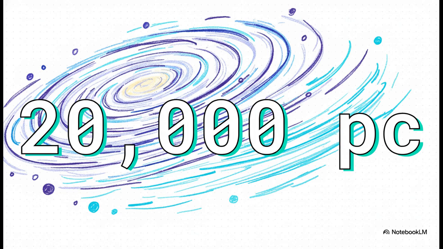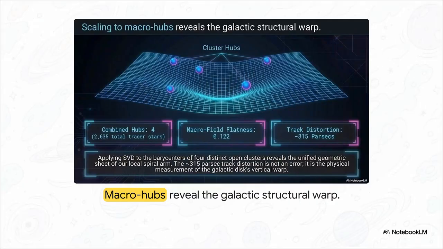And what the real data proves at this breathtaking scale is that the galaxy doesn't just behave like some random chaotic cloud of disconnected stars. It behaves exactly like a unified, continuous, fluid ocean. Now, what's really interesting about this is what happens when we apply a mathematical plane analysis to these massive cluster hubs. The data perfectly resolves into this ultra-thin flatness ratio. But notice that roughly 315 parsec track distortion? That is not an instrument error.